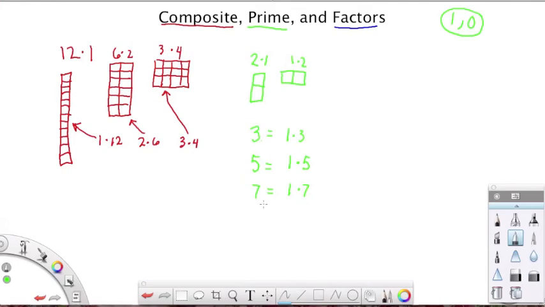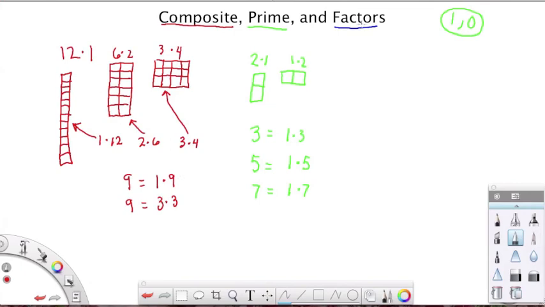Now some of you might see a pattern, and some of you might jump to the conclusion that all odd numbers are prime. But I'd say be careful, because when we get to number 9, guess what? 9 can be represented as 1 times 9 as well as 3 times 3. Not all odd numbers are prime. In fact, 9 is a great example of a composite number. It has more than 2 factors. It has 3 factors, 1, 9, and 3.